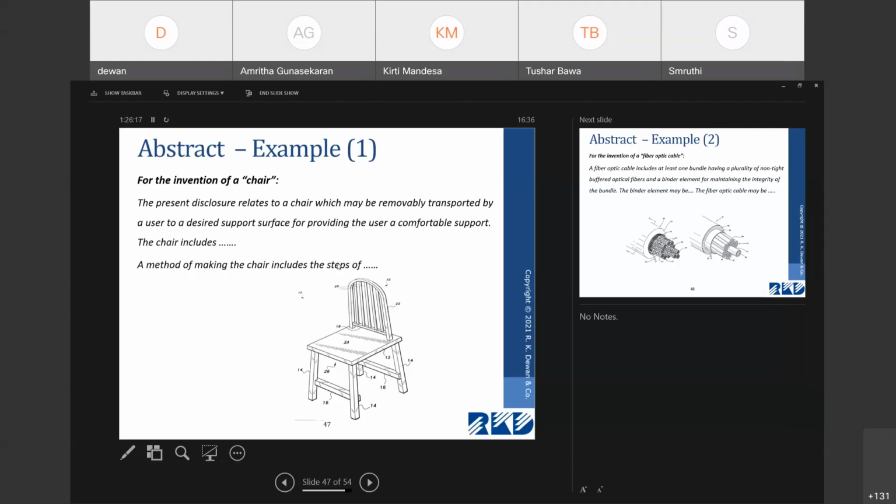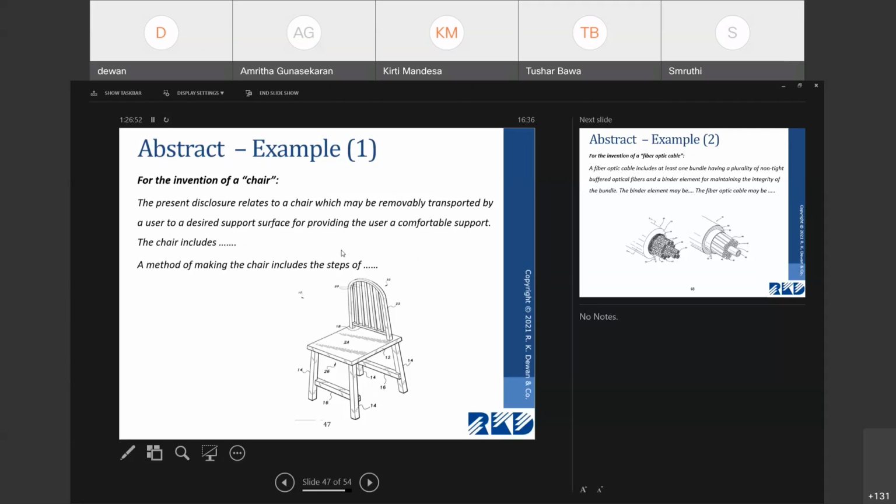So here we have the problem that we want it to be transported, we want it to be comfortable, and we want it to have a support. This is the technical field. These are the problems: it should be transported, it should be comfortable, it should also give the desired support. Then, where it says the chair includes, we write in 1 or 2 sentences the parts.